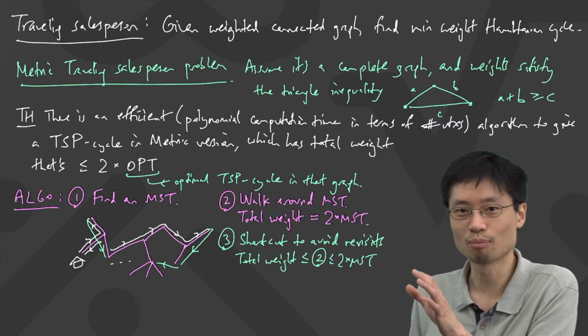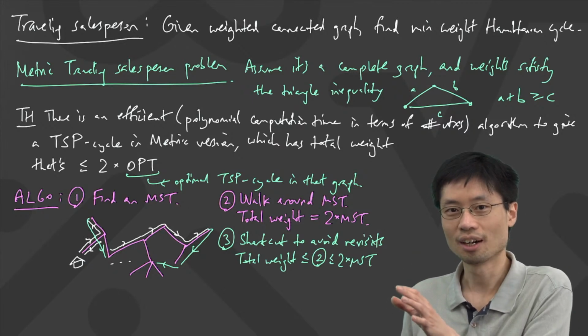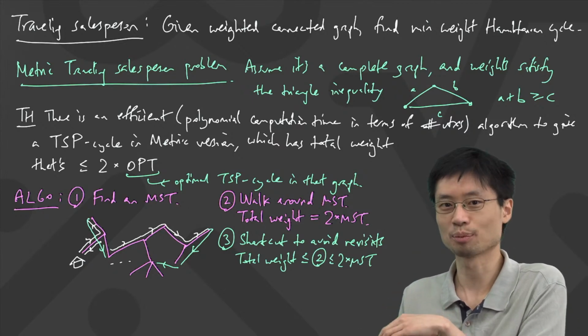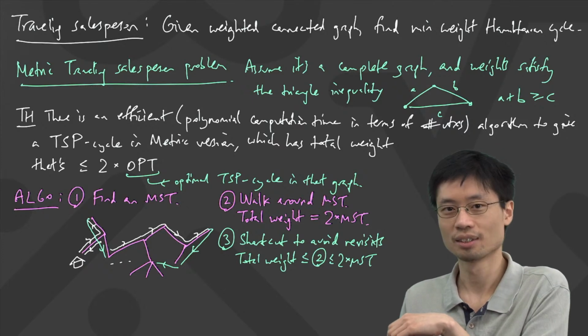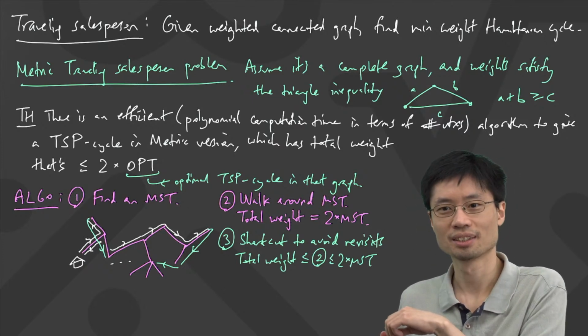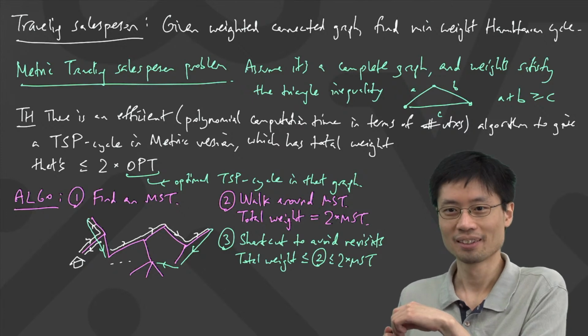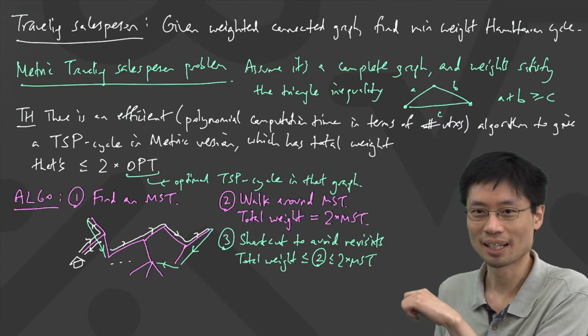I want that it's at most twice of the optimum traveling salesperson cycle. But I only compared it to the MST. How do I finish? I need one more step, and then I will have the theorem.